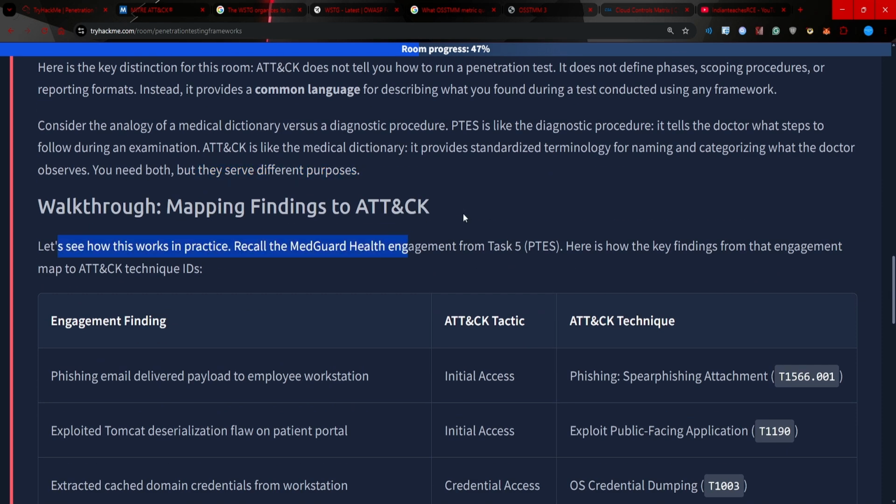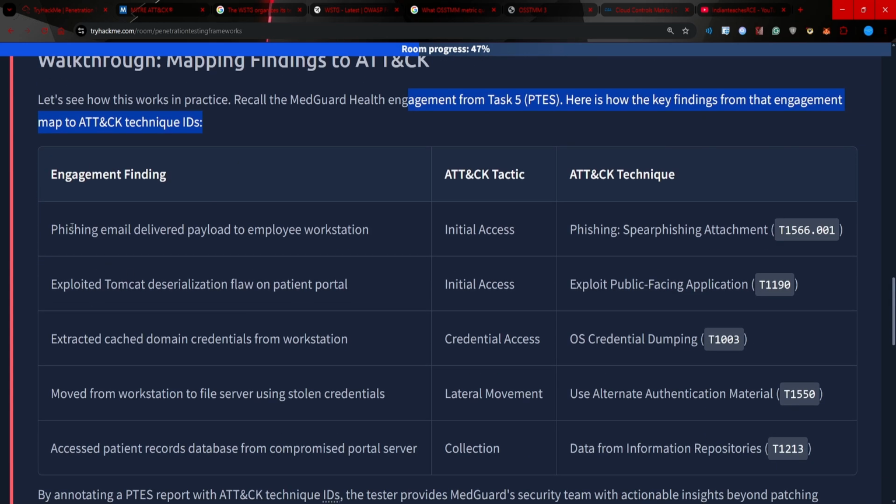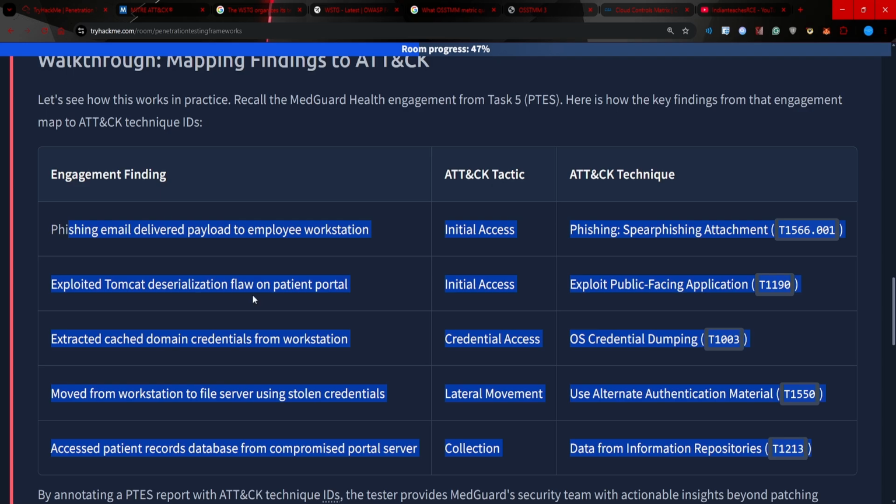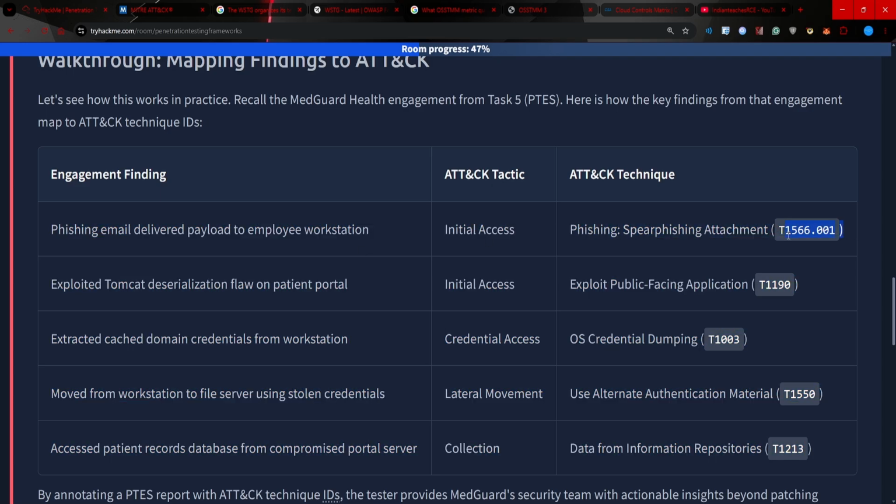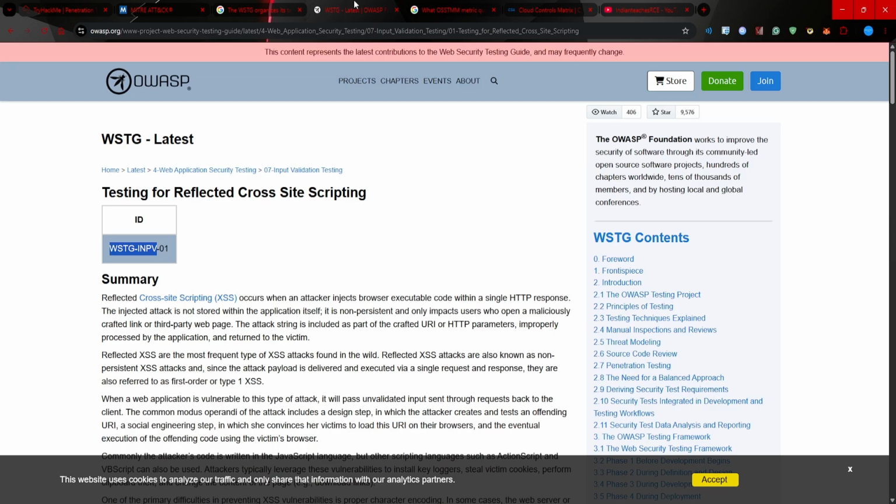Walk through mapping findings to ATT&CK. Let's see how this works in practice. So recall the MedGuard Health engagement from task 5. Here is how the key findings from the engagement map to ATT&CK. Phishing email delivered, initial access, phishing, spear phishing attachment. Exploited Tomcat discharge flow, initial access, exploit public-facing application. Extracted cached domain credentials from workstation, credential access, OS credential dumping. Yeah, so this is very obvious.